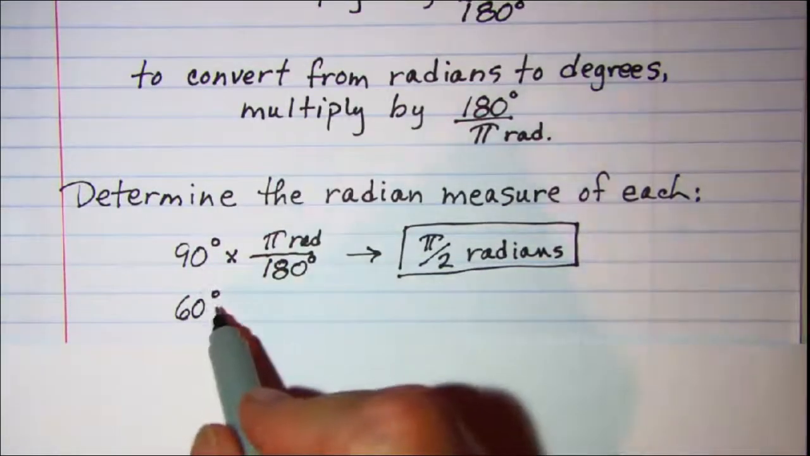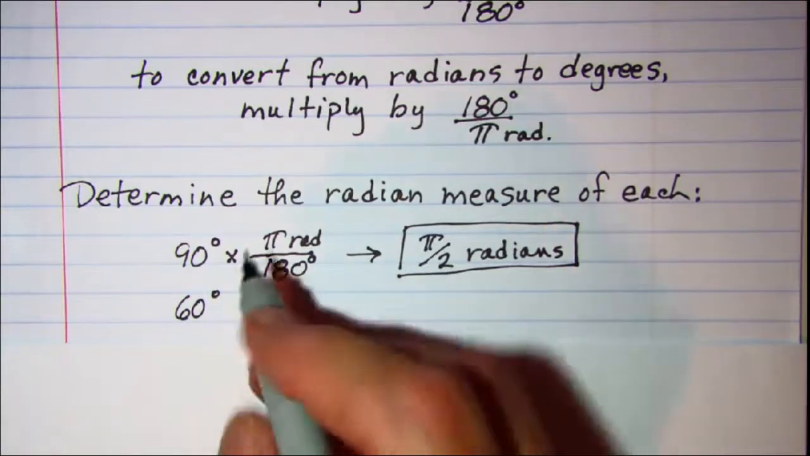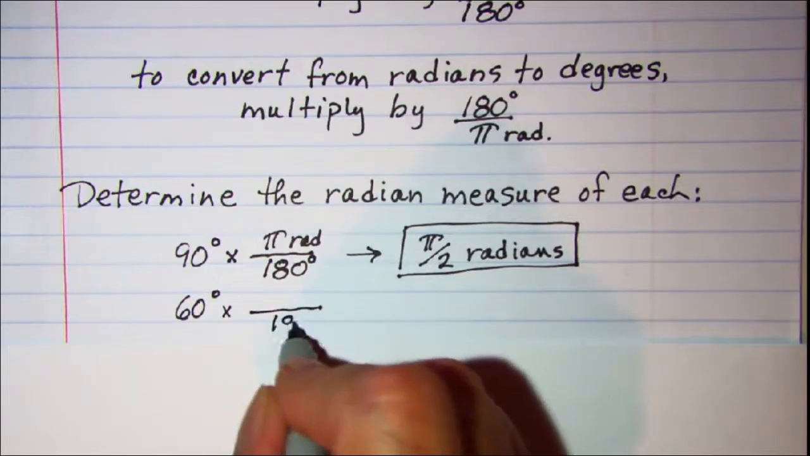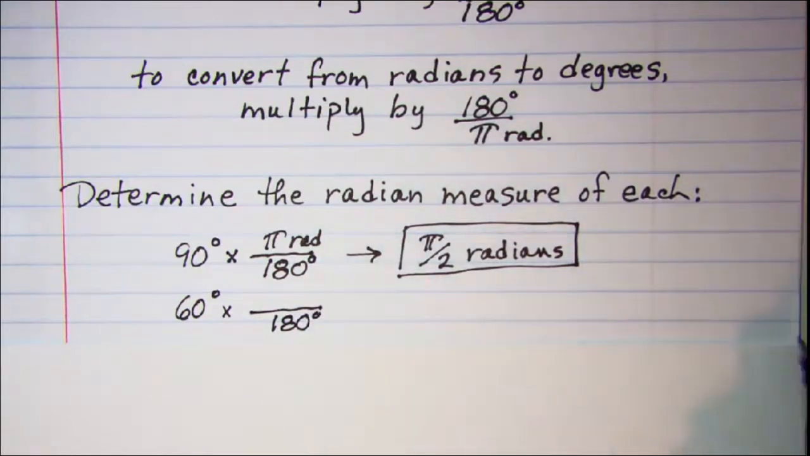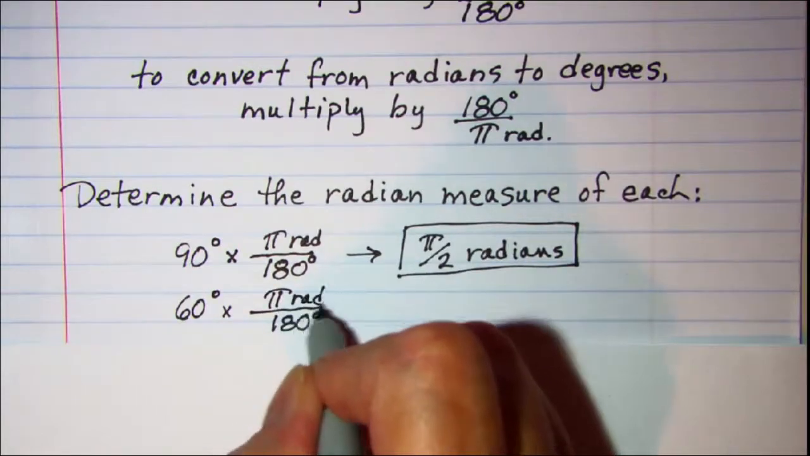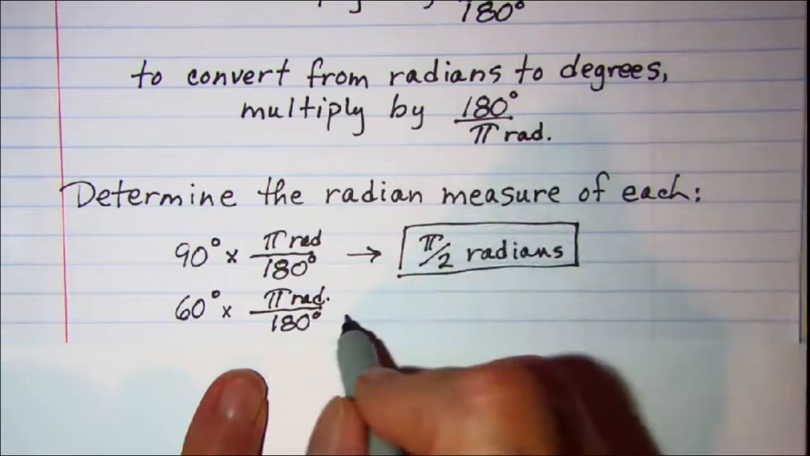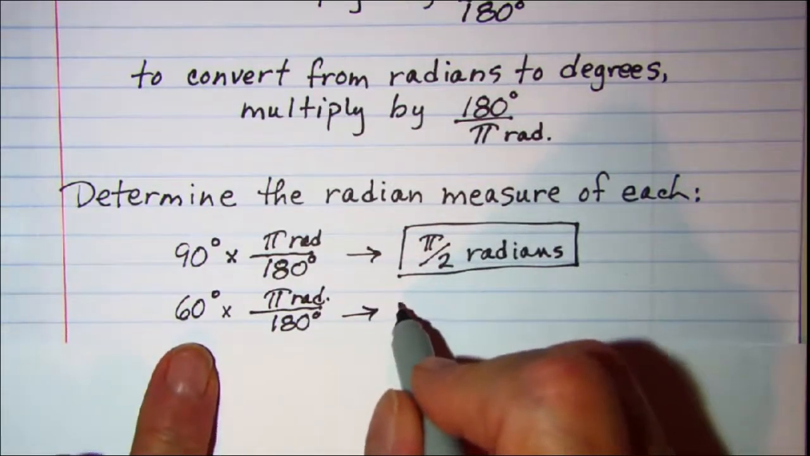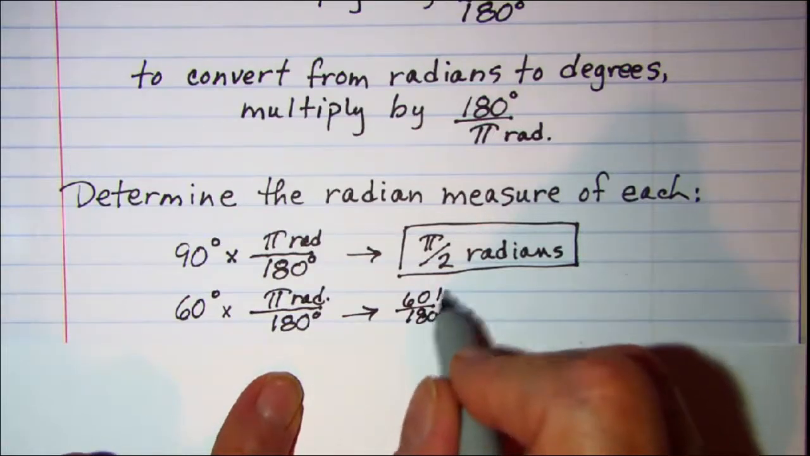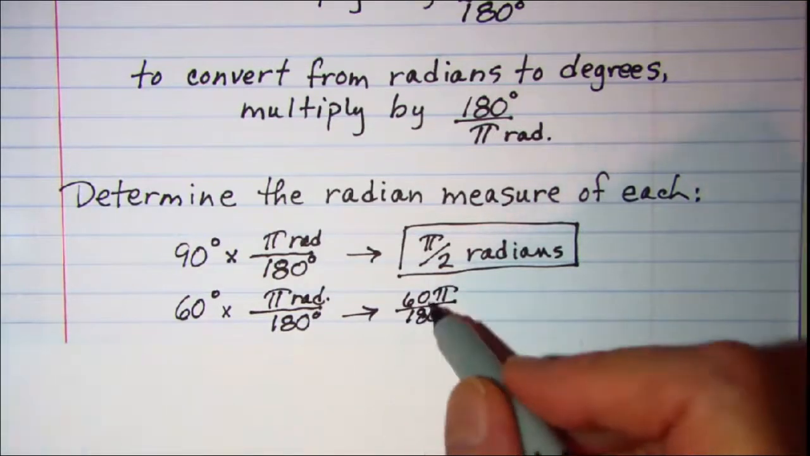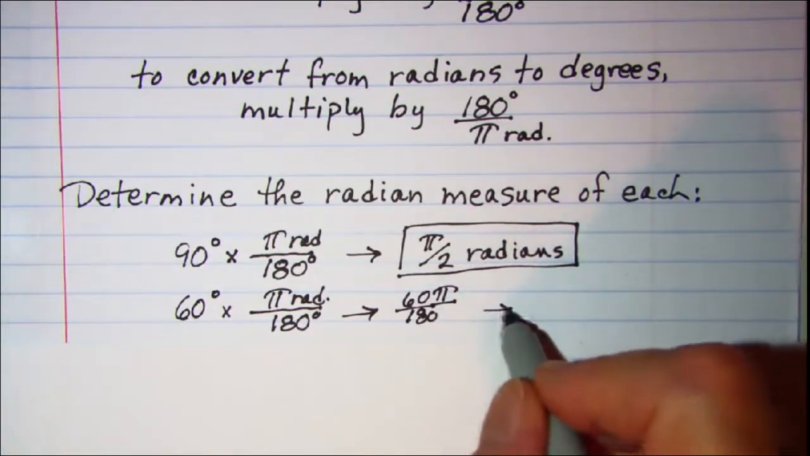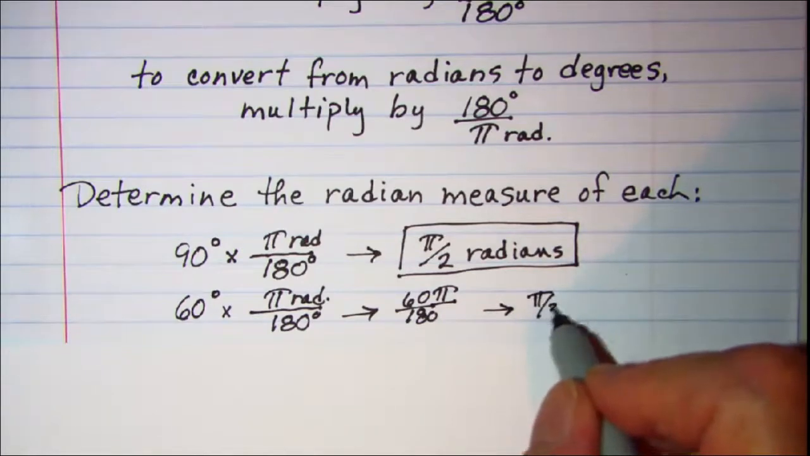Okay, again, we're converting from degrees. So we want our degrees to cancel off. 180 degrees then would need to be in the bottom. And then pi radians would be in the numerator. If you need to, you can write this as 60 over 180 times pi. And 60 over 180 is the same as 1/3. So this is pi over 3 radians.